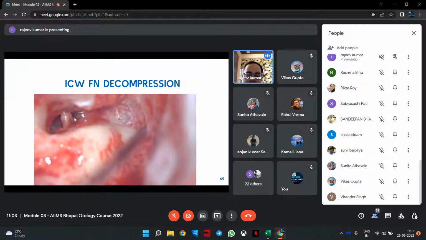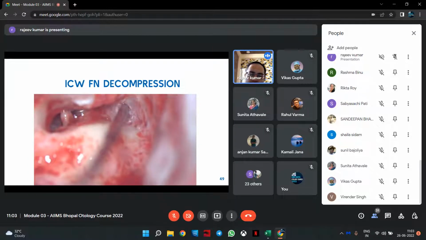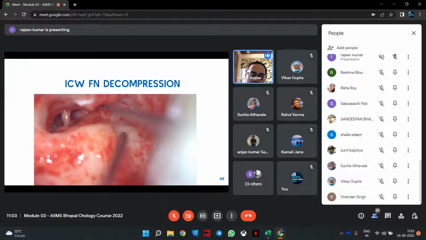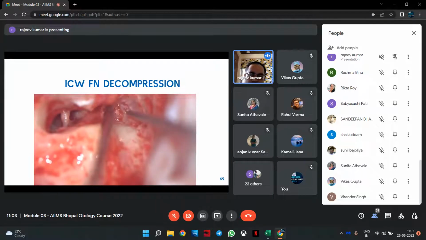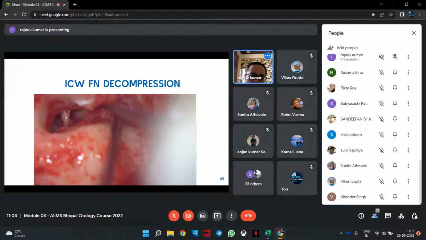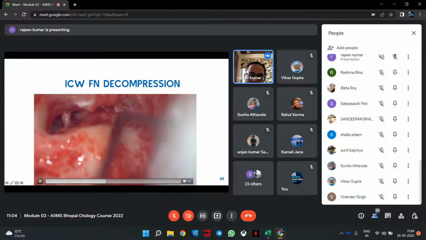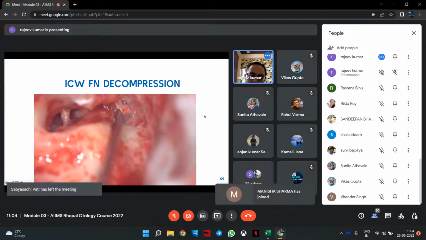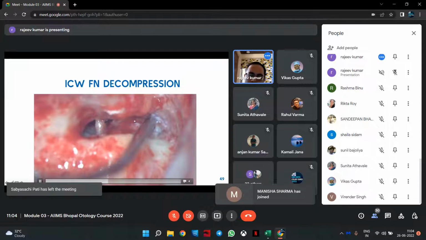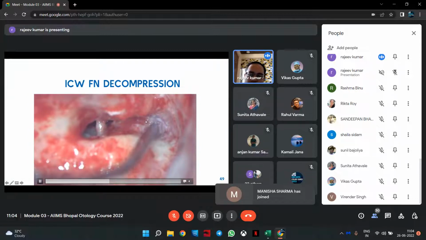In this case, the ossicles were left intact because the hearing was normal. The incus was not removed, the malleus head was not removed. It was intact canal wall. This is a fracture segment which is being removed over the tympanic segment. So there is no disease. This is post-traumatic facial nerve decompression.